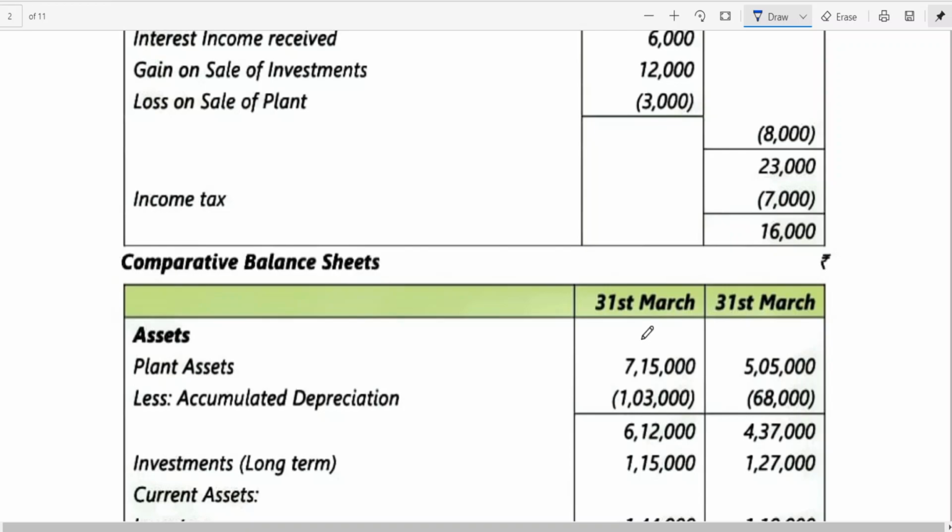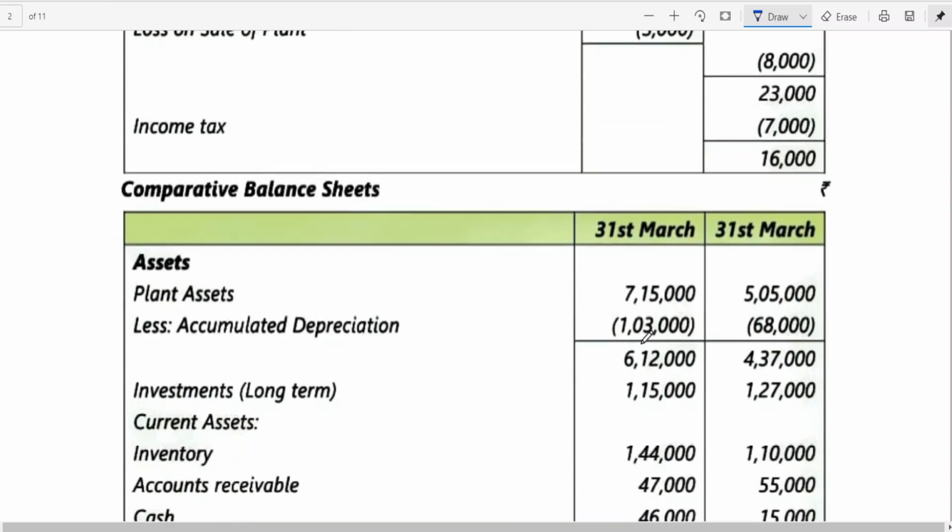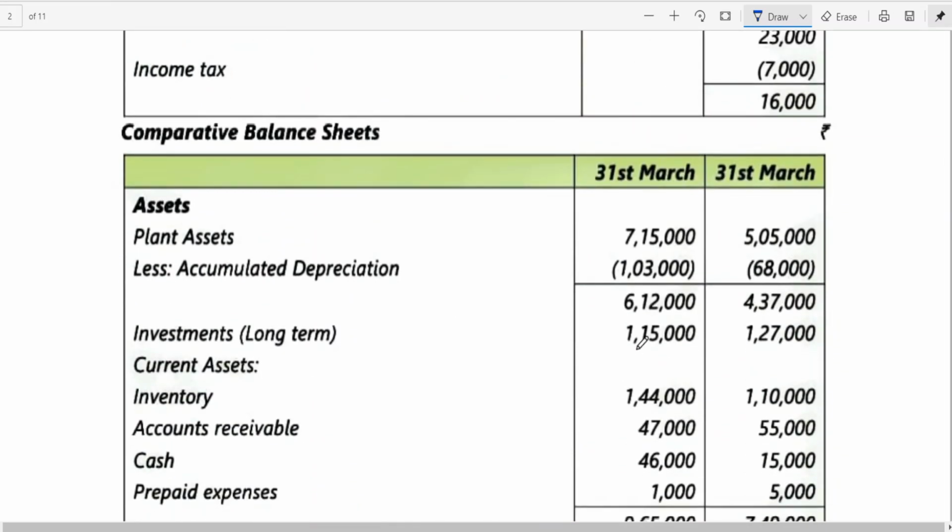When you look at the comparative balance sheet, here they have not mentioned the year properly. They might have slipped it, so the date is a bit confusing. What they have missed here is 31st March 2011, and this is 31st March 2010. I think they have slipped here. So this is the current year, this is the previous year.